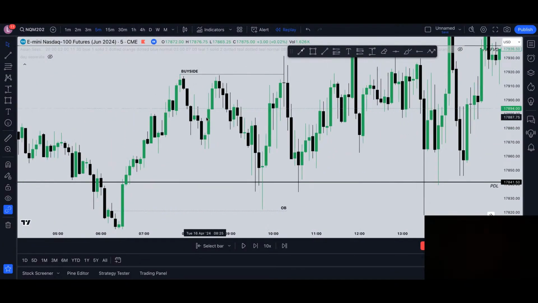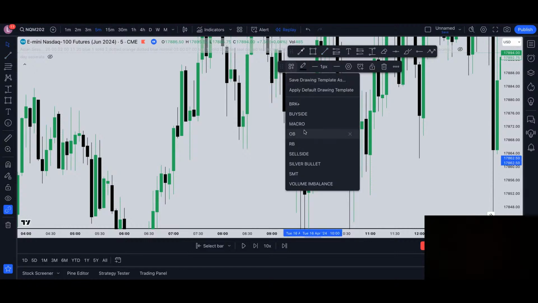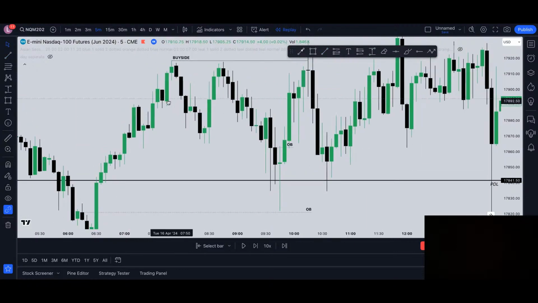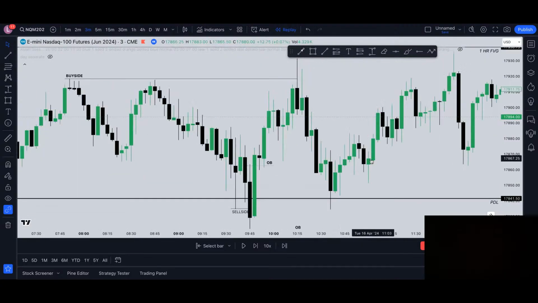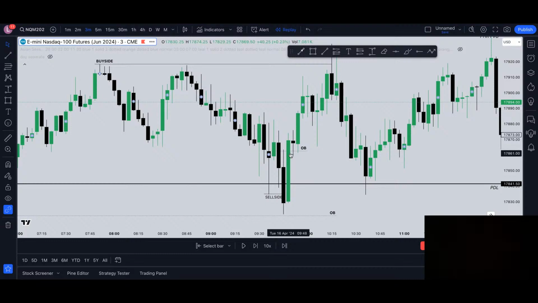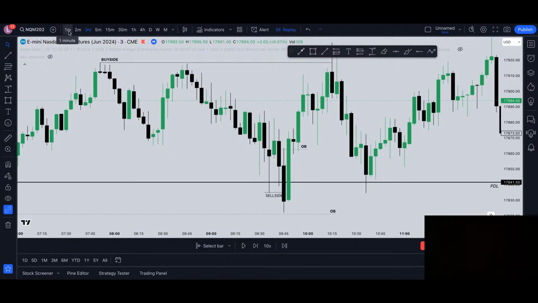Let's go for 5 minute. CISD, change in state of delivery. Order block. Sell stop. Sell side taken. On 3 minute you can see immediate rebalance when this wick and this candle touch the wick, and then we can see a nice run to our objective. Let's go 1 minute.